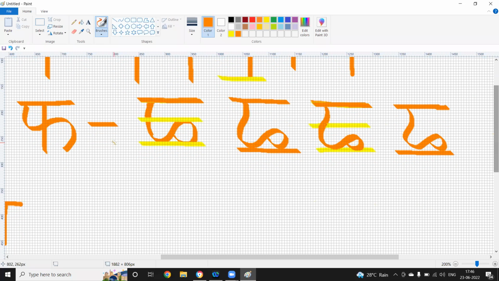Okay, now let's see the next letter. This is B. And here we draw the Shirorekha and start from the middle. Extend this vertical stroke, and towards the end draw this circle here.